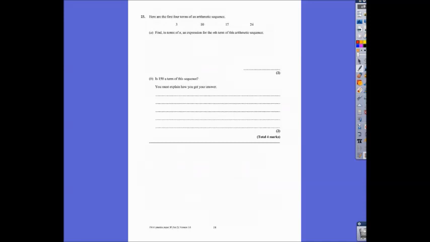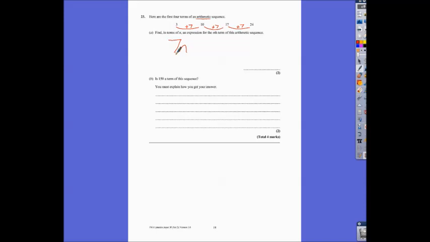Question 23. Here are the first 4 terms of an arithmetic sequence. A lot of people get confused by the word arithmetic. It just means that it's going up by the same amount each time. Find, in terms of n, an expression for the nth term of this arithmetic sequence. So we're just finding the nth term. It's going up by 7 each time, so that means it must be linked to the 7 times tables. The 7 times tables is written as 7n. 7 times whichever number you want in the times tables.